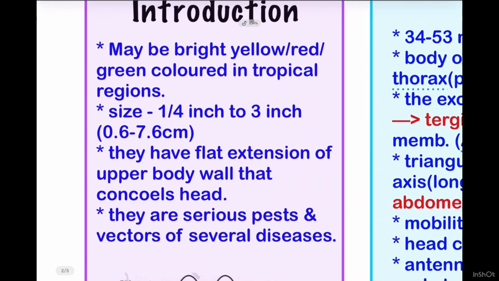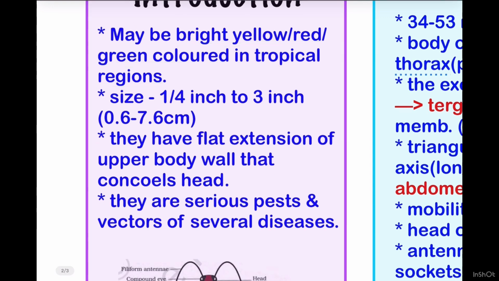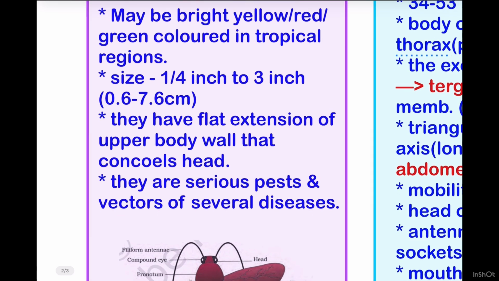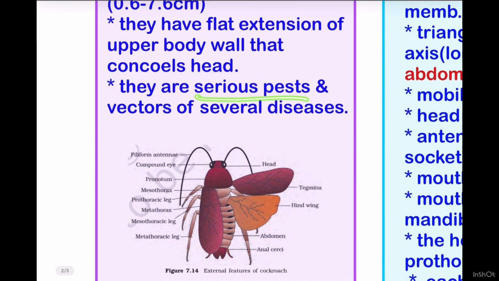So we go with that introduction. When it comes to the introduction part, the color of the cockroach can be seen as bright yellow, or red, green colored in tropical regions. Size wise, 1.4 inches to 3 inches, that in centimeters is 0.6 to 7.6 centimeters, and they have a flat extension of the upper body wall that conceals the head, and they are serious pests and vectors for several diseases also.